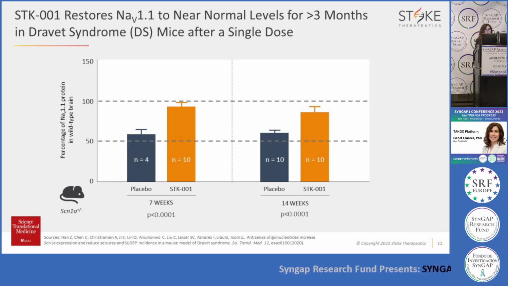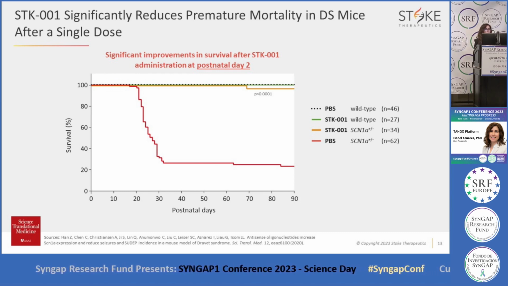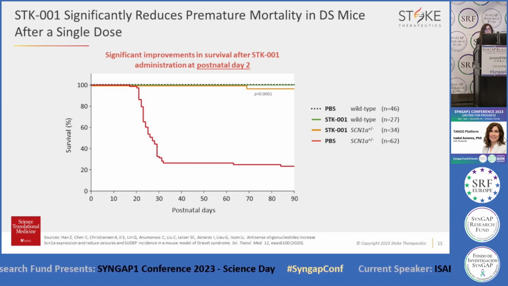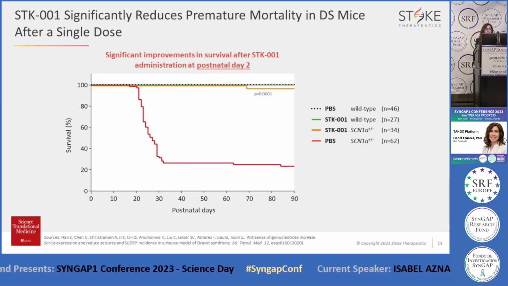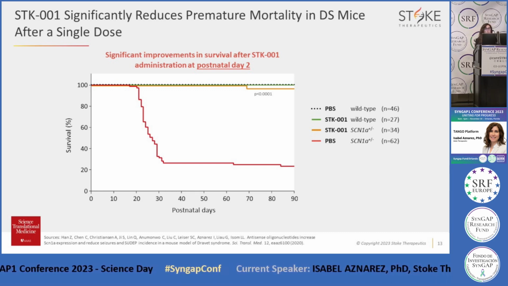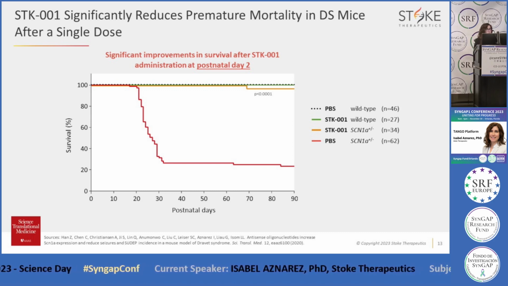So what does this restoration of protein levels do to the survival phenotype of these mice? As you can see, the red line corresponds to the placebo or PBS treated mice, whereas the orange line corresponds to the STK001 ASO treated mice. As you can see, all but one survived through the observational period of 90 days.